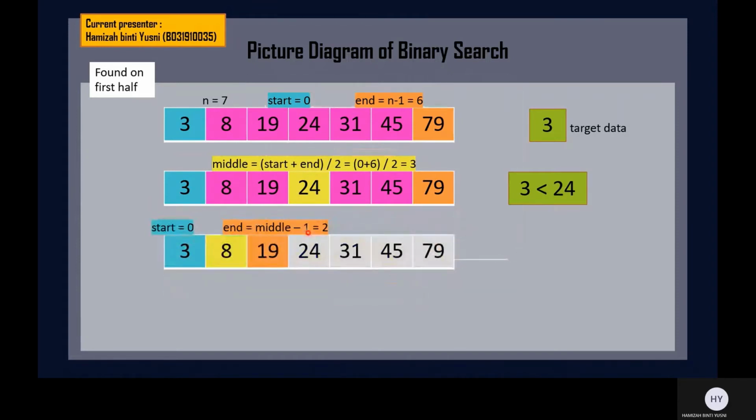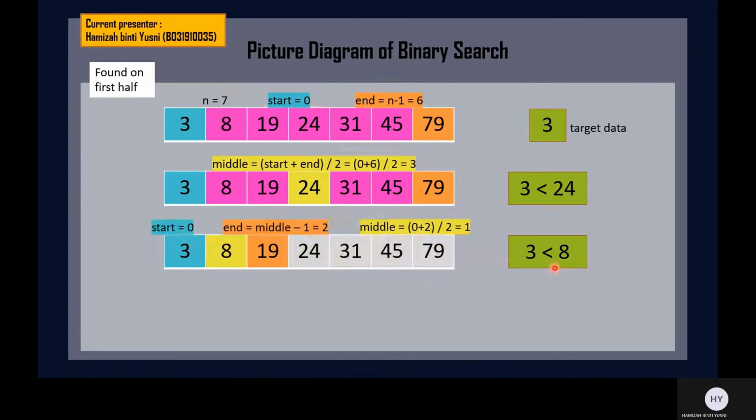which is the left part. So end value is updated to index 2, and start value will remain the same, index 0. Since end value changed, middle value will also change, which is on index 1 with value 8. So it will compare with the target data 3. 3 is less than 8.